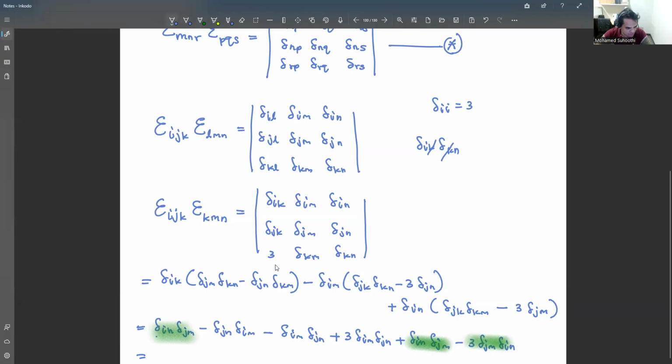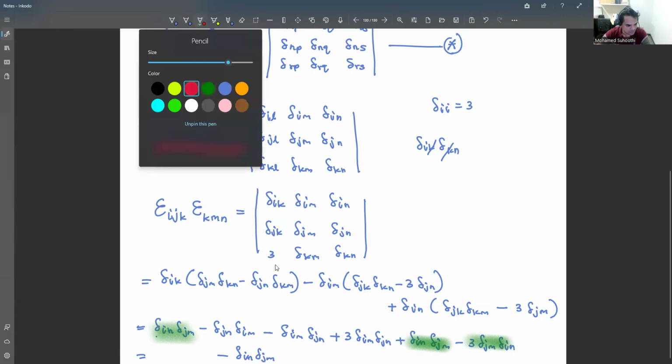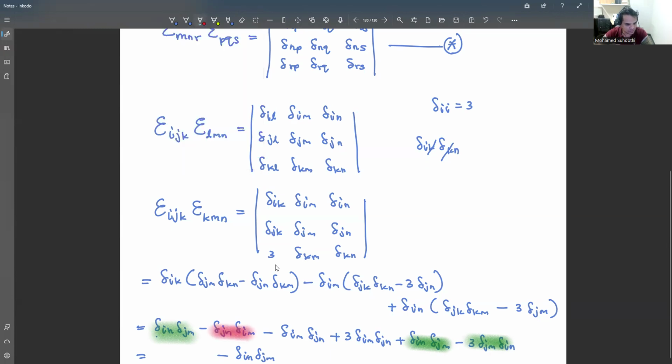This one I can write as minus delta IN delta JM, right? So now these three, I'll use a different color: this one, this one, this one, I can write delta IM delta JN, right? This is very important, so I will write it on the next page.